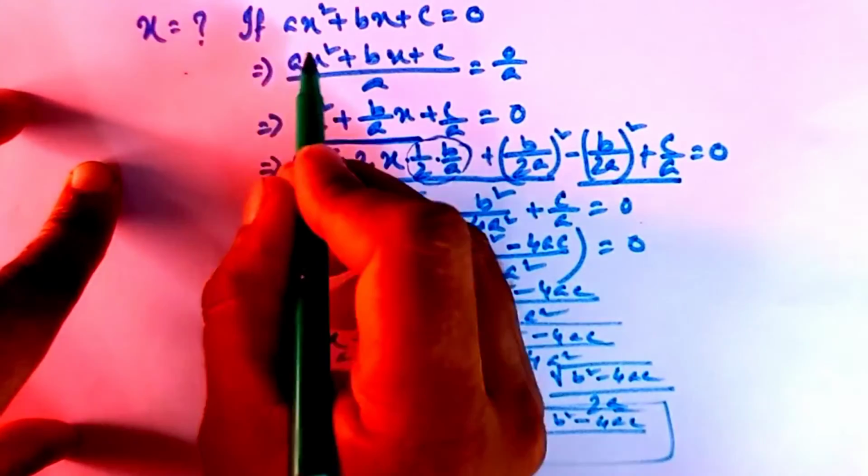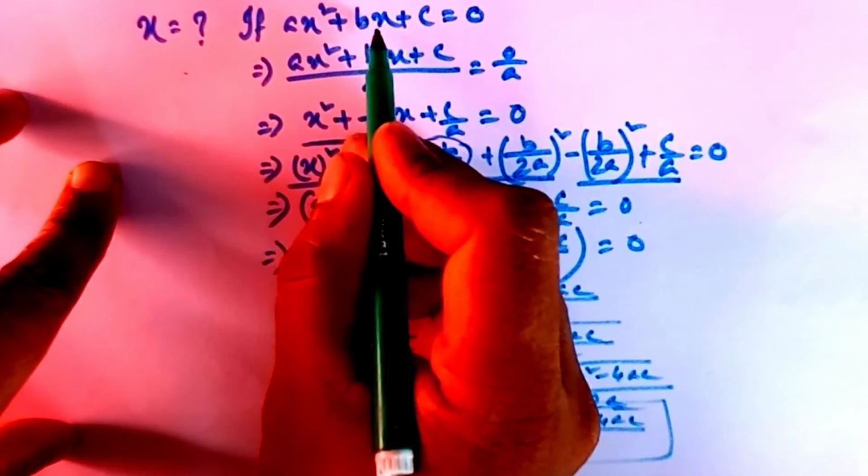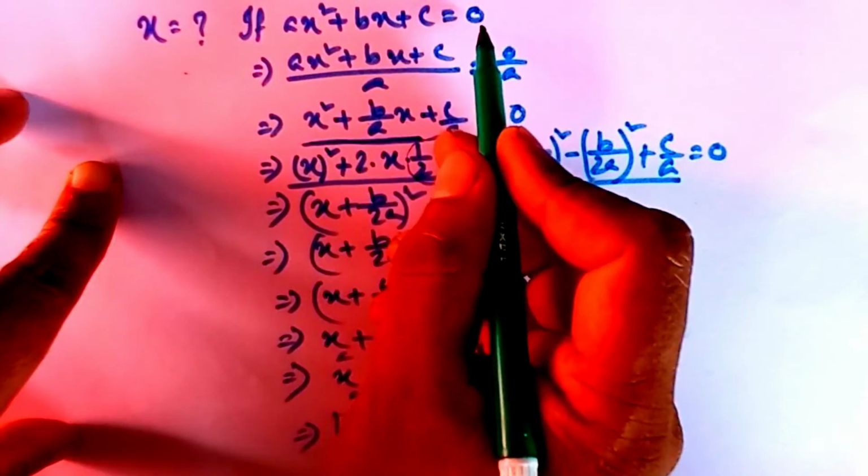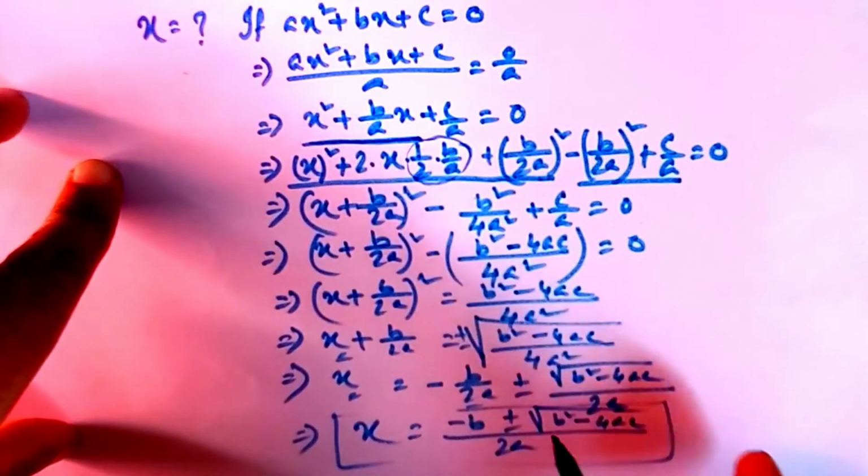We find the value of x if ax square plus bx plus c is equal to 0. So you can understand how to get the formula of this.